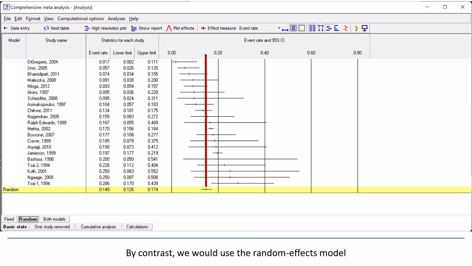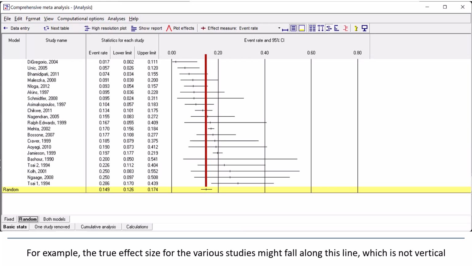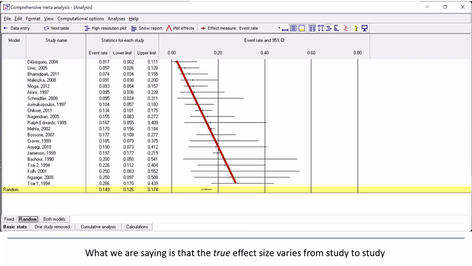By contrast, we would use the random effects model if we believed that studies were based on different populations or varied from each other in meaningful ways. For example, the true effect size for the various studies might fall along this line, which is not vertical. What we're saying is that the true effect size varies from study to study because each study is based on a unique population. Critically, the random effects model allows us to generalize from the populations included in the analysis to the universe of comparable populations.